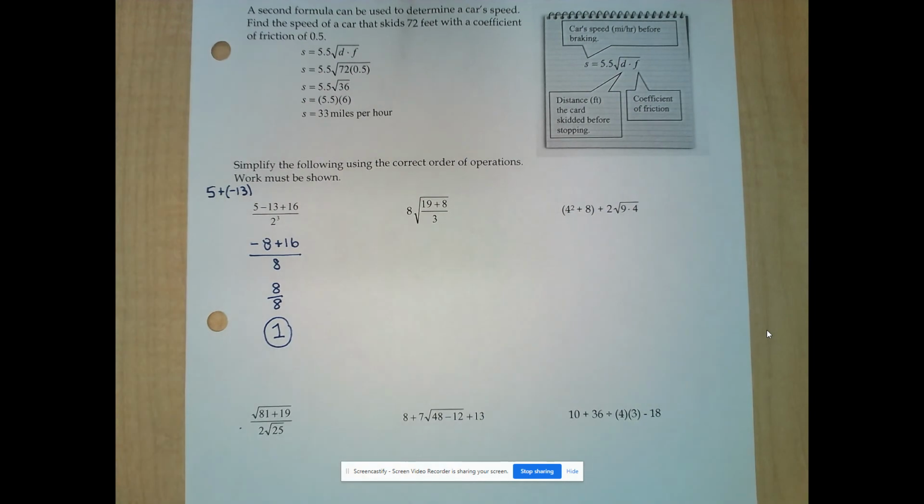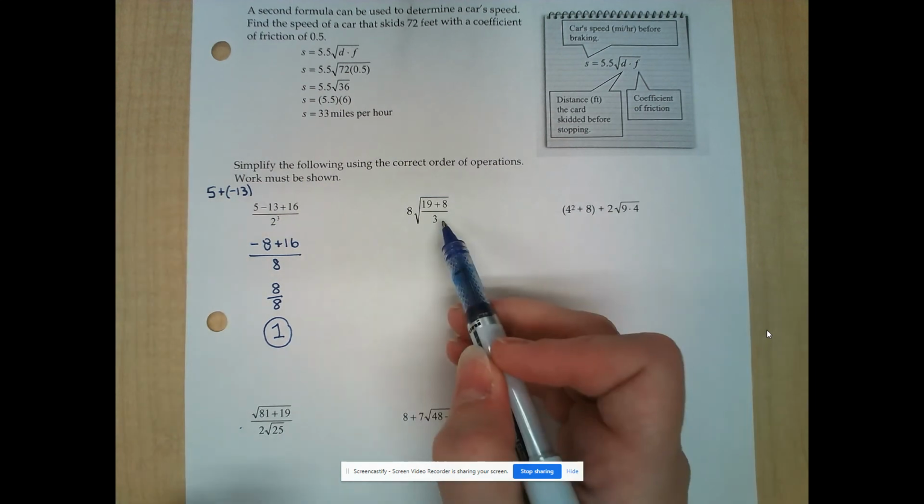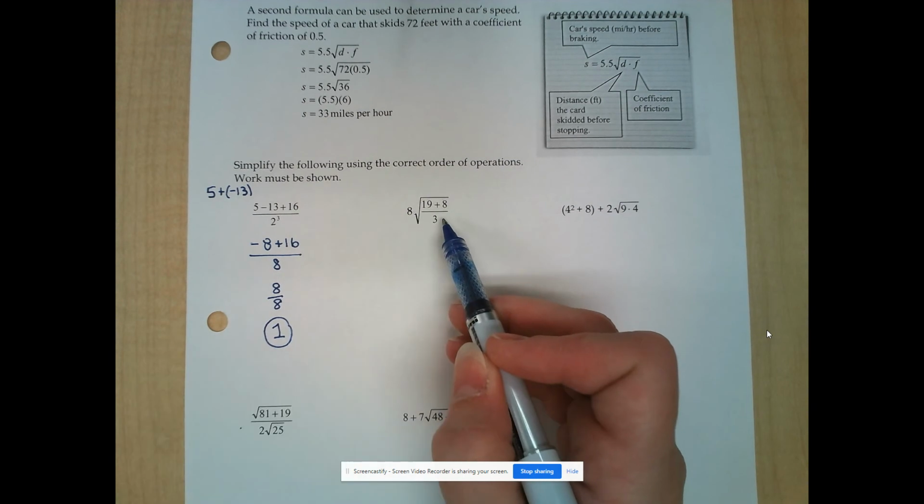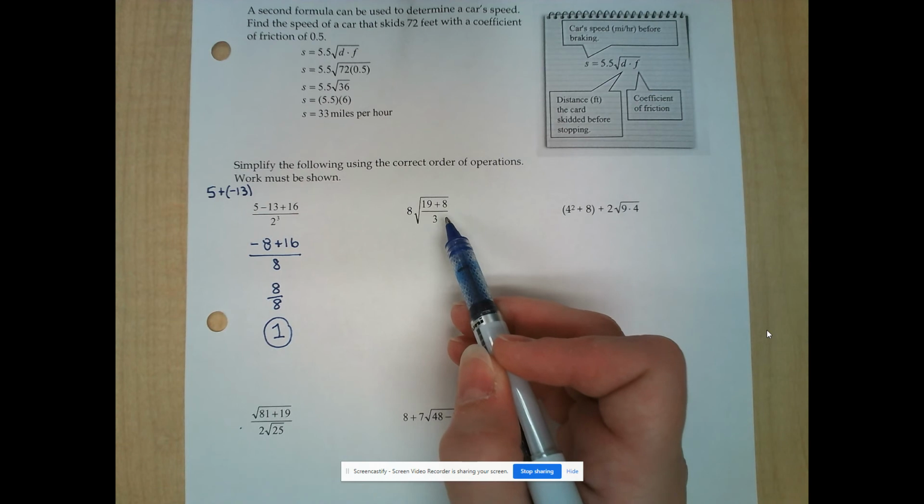And you'll notice I did my work vertically. You could have also chosen to do your work horizontally, and that would work the same if it's a question with a fraction bar. Now, this one does not have the fraction bar by itself, but it does have a fraction bar in it. You could do this one horizontally. I'm going to continue doing mine vertically.